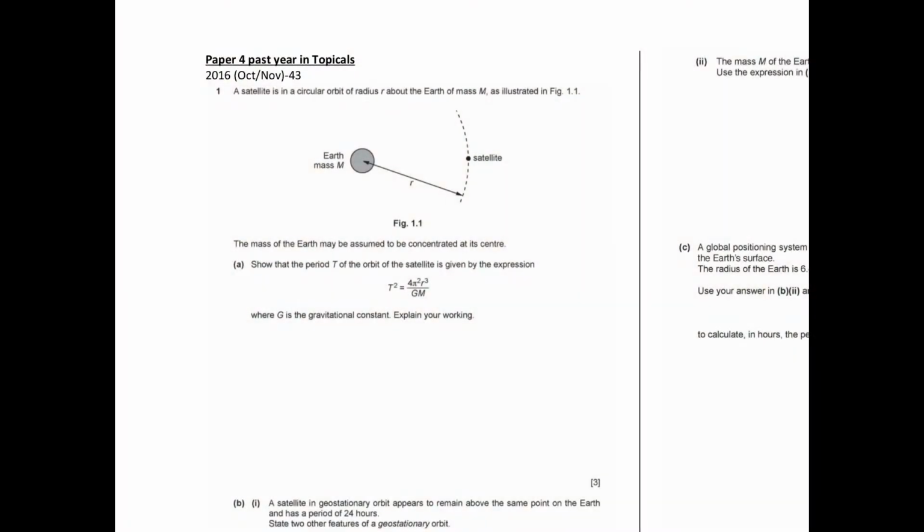Okay, these questions. A satellite is in a circular orbit of radius r about the Earth of mass m, as illustrated in figure 1.1. The mass of the Earth may be assumed to be concentrated at its center. Show that the period t of the orbit of the satellite is given by the expressions. Okay, I have to show these expressions, where g is the gravitational constant.